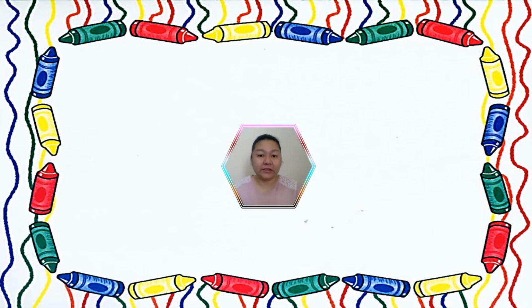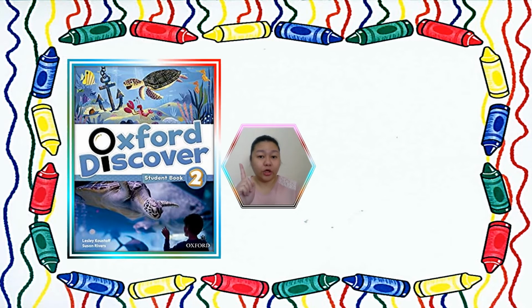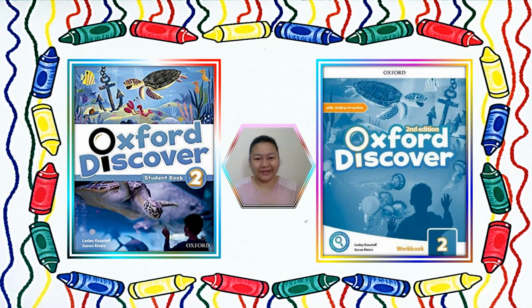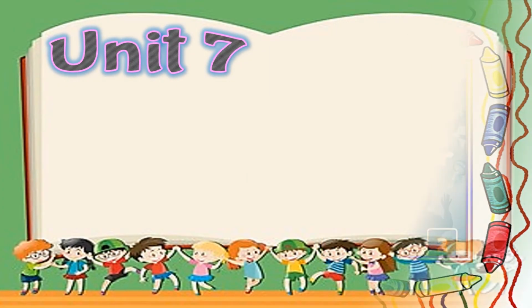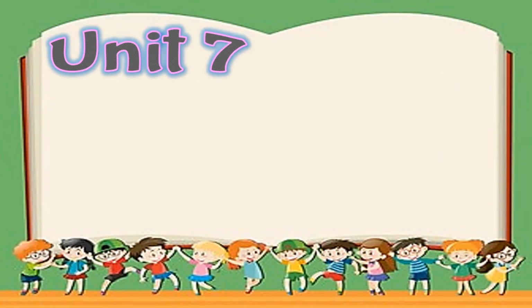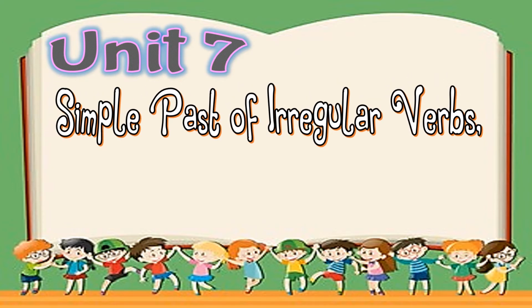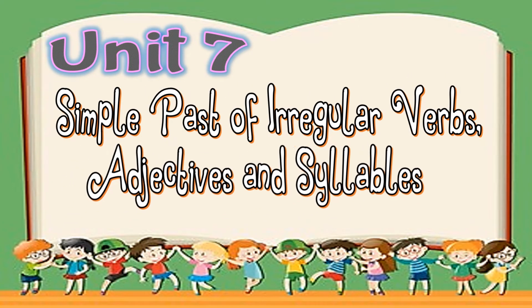Now, please prepare your student book and also your workbook. Unit 7, Simple Past of Irregular Verbs, Adjectives and Syllables.